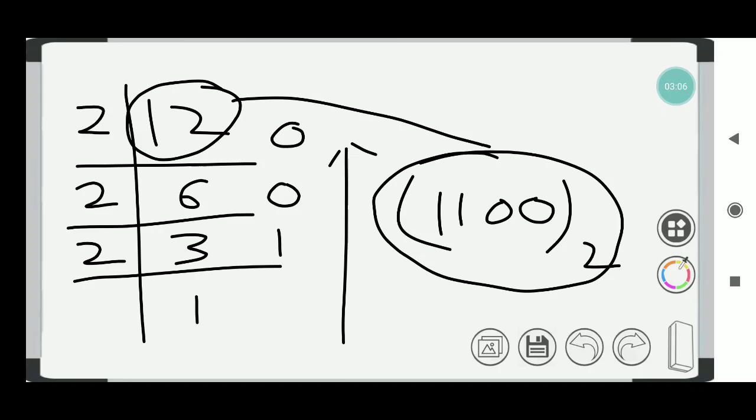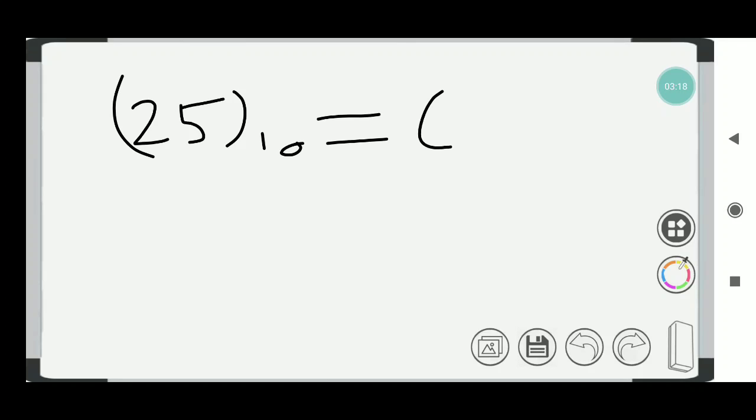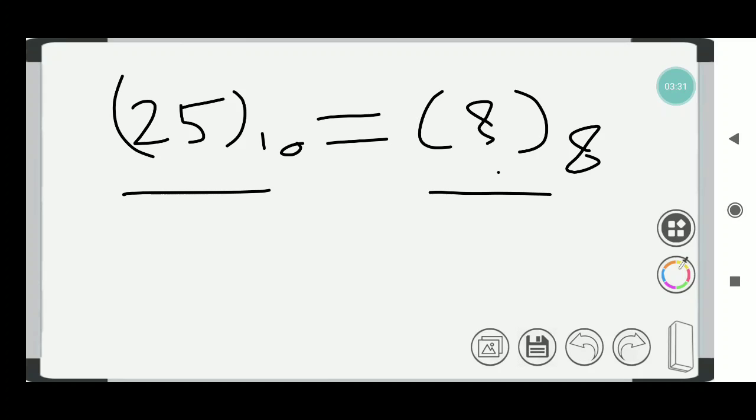Now take our second case, in which 25 is given and the base is 10, and we have to convert it into a number of base 8. Okay, so we have to convert this 25, which is given in decimal number system, into a number of octal number system. Okay, so again we have to divide this 25 by 8.